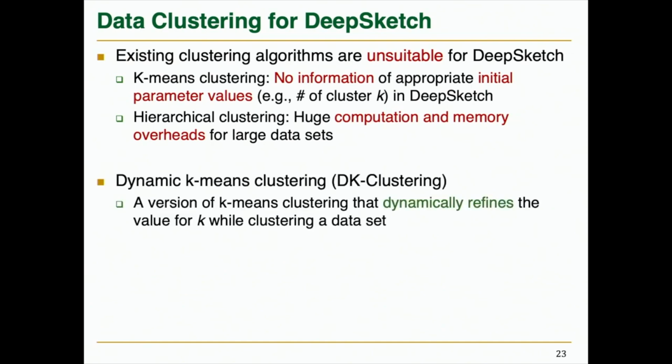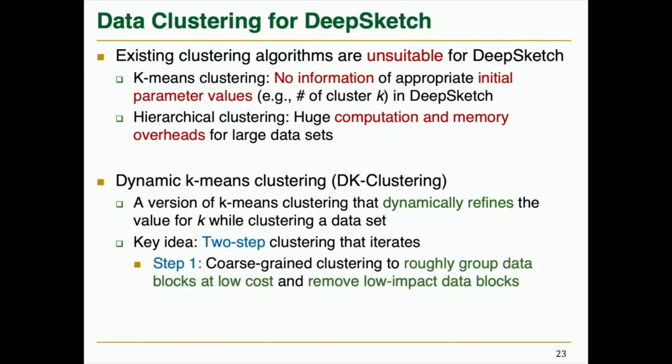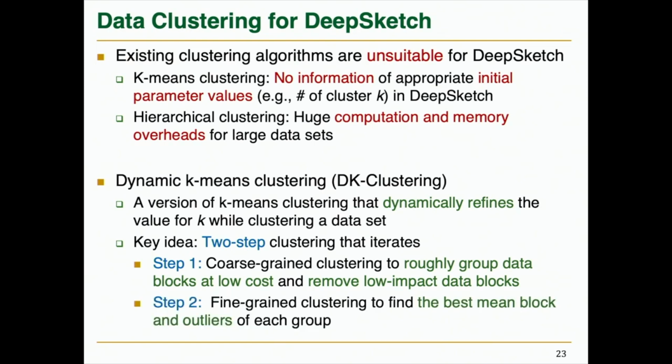So we propose dynamic k-means clustering, in short DK clustering, a version of k-means clustering that dynamically refines the value of k during clustering. The key idea is to iterate 2 steps until the clustering converges. At a high level, the first step roughly groups the data at low cost while removing low-impact data blocks that have no similar blocks within the dataset. Then the second step finds the best mean block of each cluster and unlabels the outliers that are not similar enough to the cluster's new mean so that they can be clustered again in the next iteration.